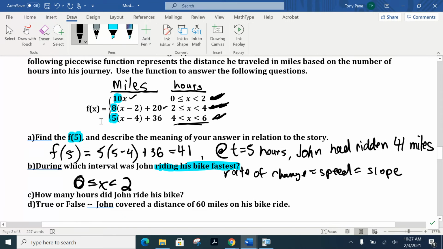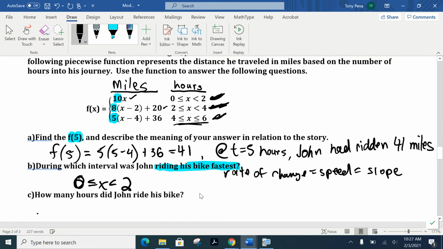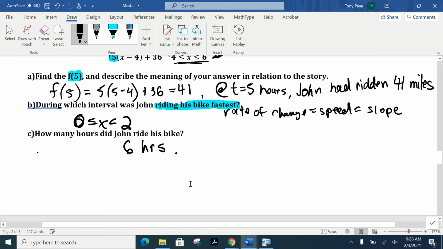All right, how many hours did we ride our bike, Cam? Good. This is telling us how long we rode our bike. We started at 0. We don't have any gaps in here, so it's just 6 hours. All right, that's our total trip length. And the last one for me went to the wrong page.